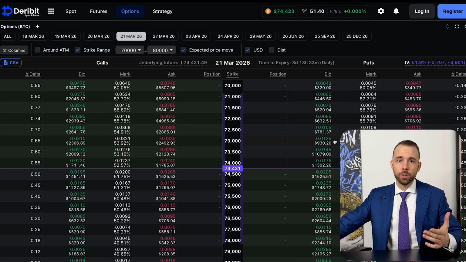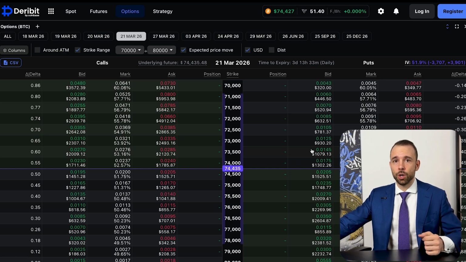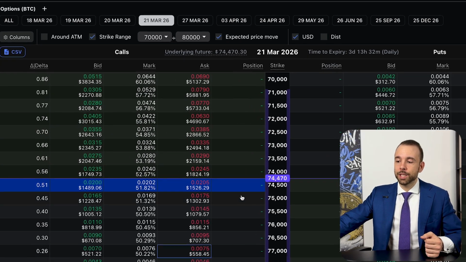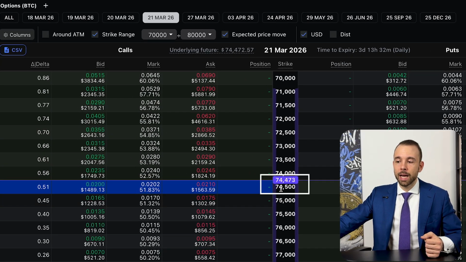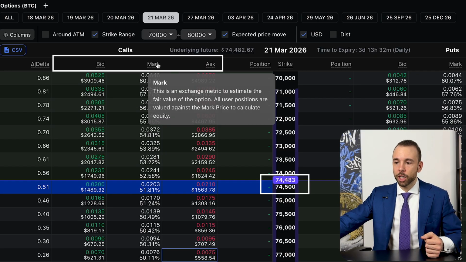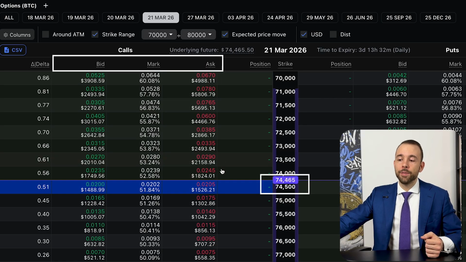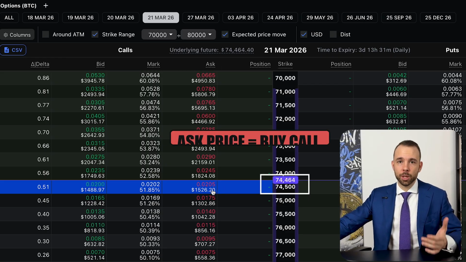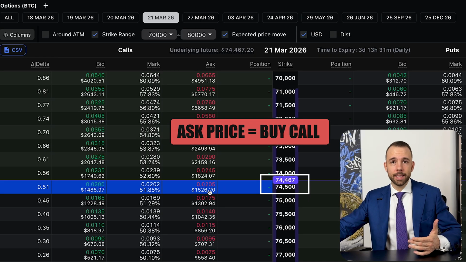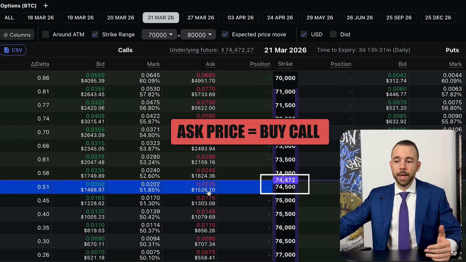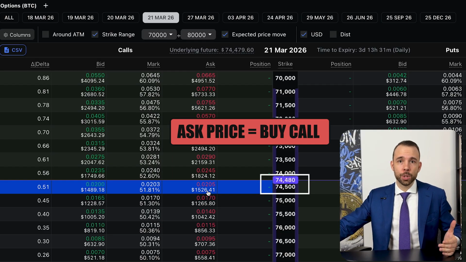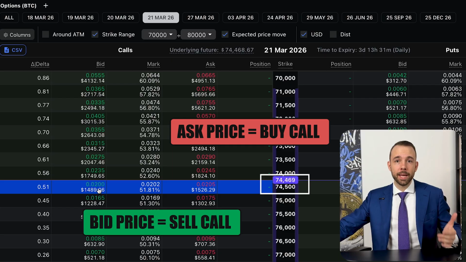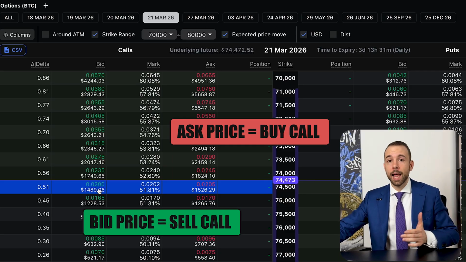And to buy the option, we have to find the price for this option. For example, let's take the strike price of $74,500. Here you can see the bid price, the market price and the ask price. If I would like to buy the call option, I have to take a look at the ask price. This is the best price I can get to buy the option. If I would like to sell the option, I have to take a look at the bid price. This is the best price that I can get for selling the option.